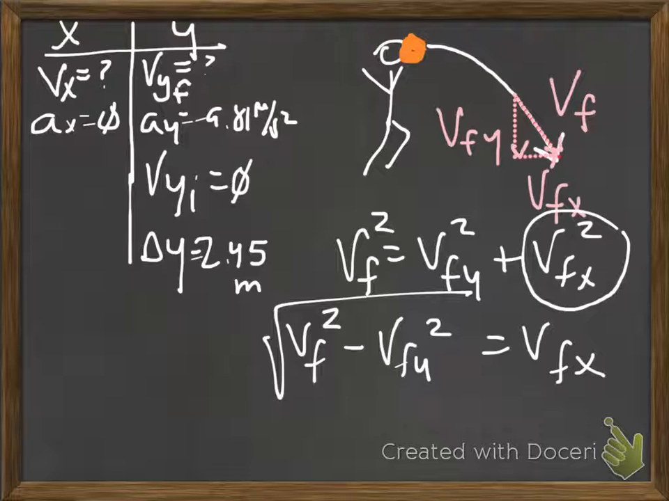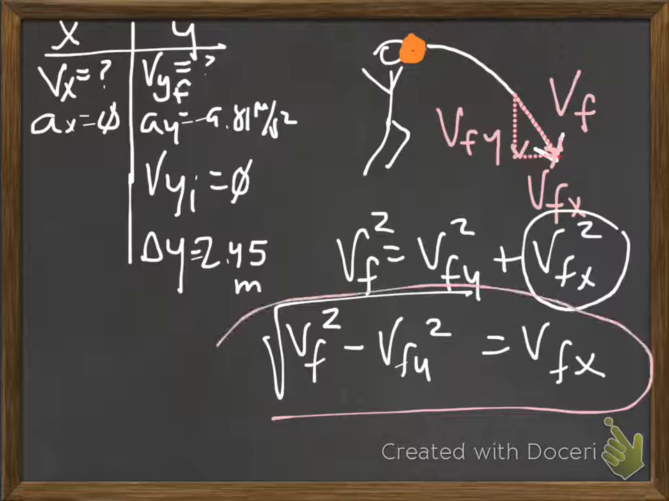Okay, so we've redrawn this. We've taken all the things that we knew from the last page. We've got our drawing in miniature, and we've established this relationship that if we want to solve for the final x velocity, we can take the final velocity squared minus the y final velocity squared, subtract them, and take the square root. Now we just need to get an expression for this so we have something to substitute.